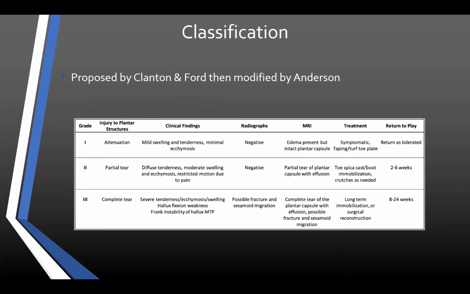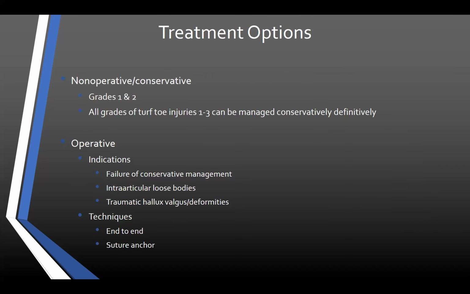Grade 1 is characterized as an attenuation or a very low-grade sprain of the plantar plate that is usually managed supportively. Grade 2 is a partial tear, and it has a wide range. You can have a grade 2 that's closer to a grade 1, or one that's functionally a grade 3, where there's still some minimal amount of plantar capsule intact, but it's not a grade 3 by definition, as it's not a complete tear. Grade 3 is a complete tear, and oftentimes with these higher grade injuries, you will see proximal sesamoid retraction as well as possible fractures, which may be assessed on radiographs. Now we'll start looking at our treatment options.